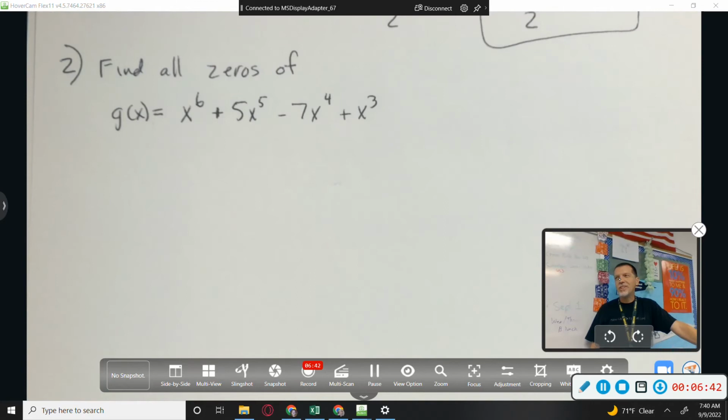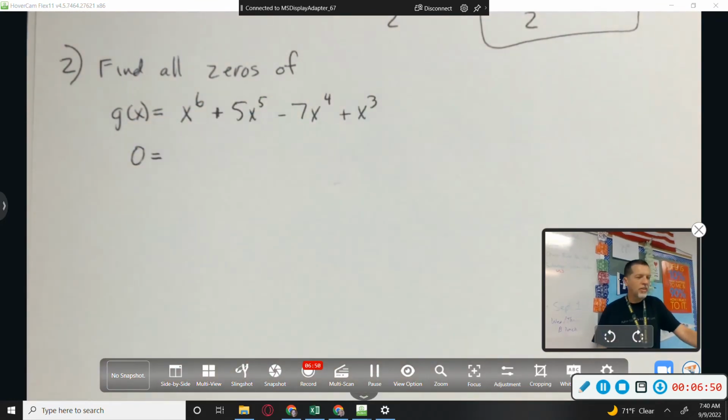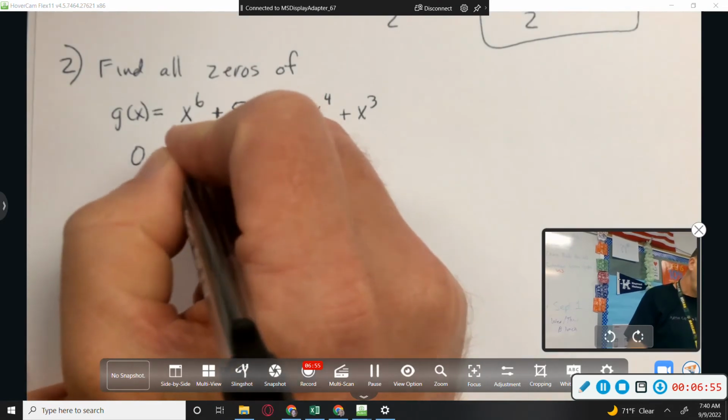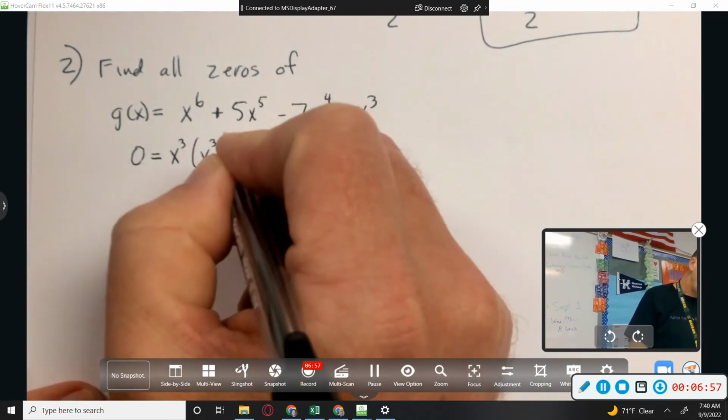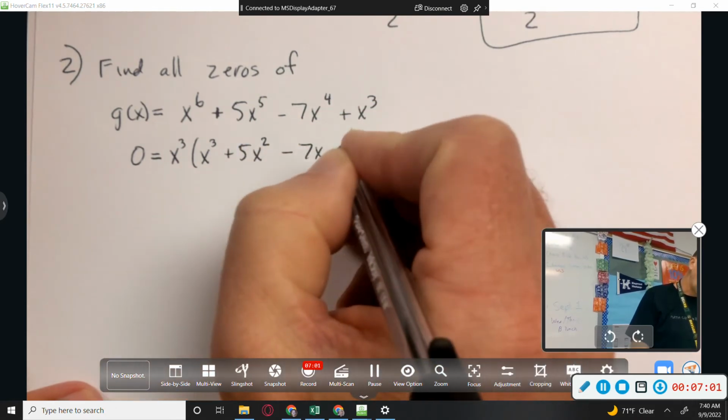That's actually good news now, right? It looked awful to begin with, x to the 6th. But what can we do? What should be the first thing that we do? Take out an x cubed. X cubed times x cubed plus 5x squared minus 7x plus 1.